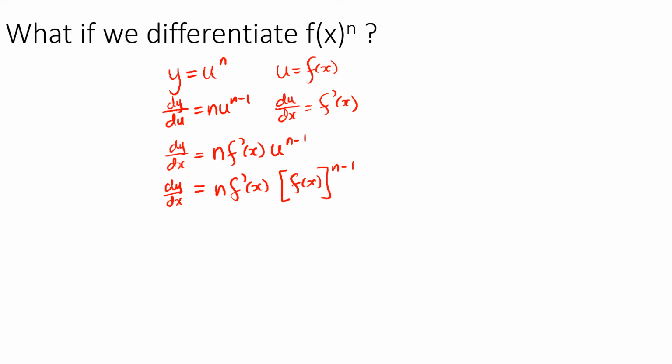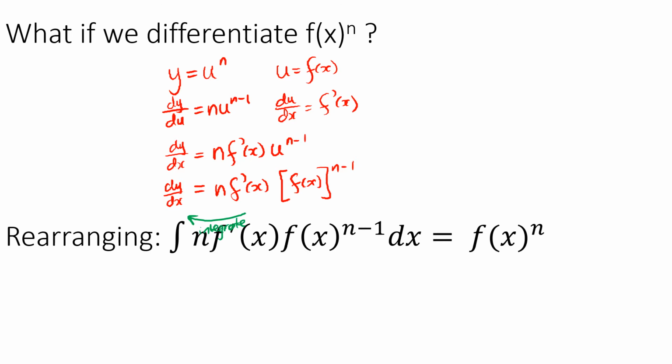Now, what's the point of that? Well, again, if we can differentiate going this way, then we can integrate going the other way. So if we have something that looks like the right-hand side of that equation, we know that we can integrate it to get just the integral of dy/dx, so just y. And let's write that down properly. So if we integrate something that looks exactly like n f'(x) f(x) to the n minus 1, then we'll just get f(x) to the n.